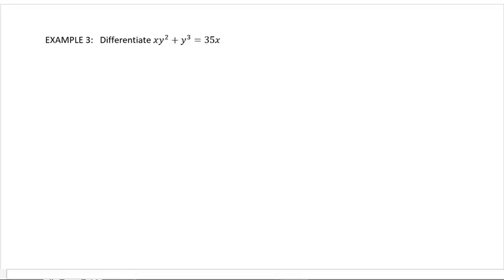Okay. Again, now we see that xy squared. That's going to require the product rule, because it is two separate functions multiplied together. We're going to have to use the product rule in order to differentiate that. So now we have implicit differentiation along with the product rule. So we're going to take the derivative with respect to x of xy squared plus y cubed equals 35x.